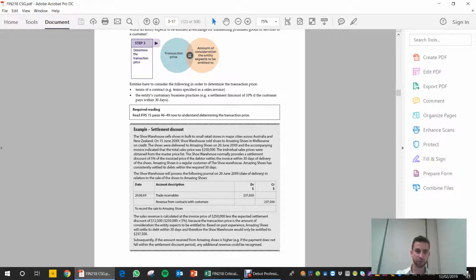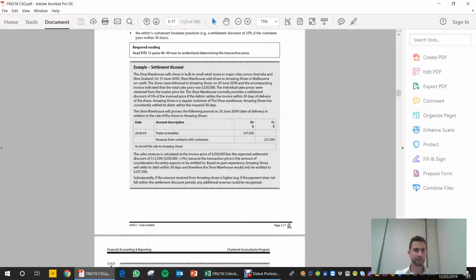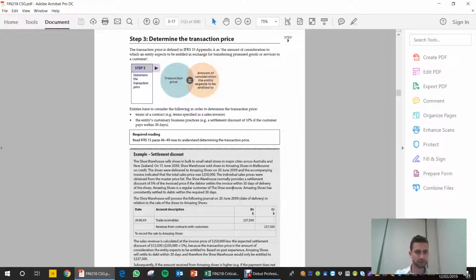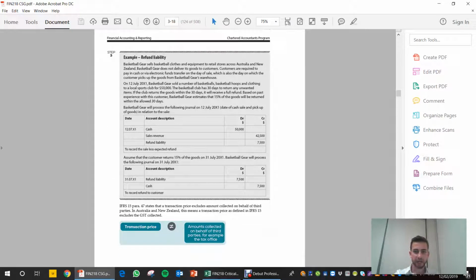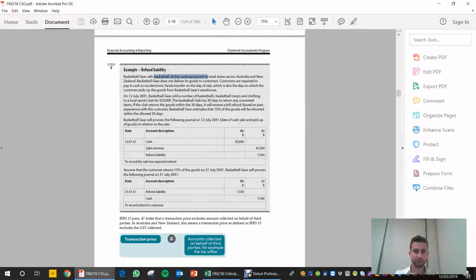For example, in this example, the sales price is $250,000, but they offer a discount, so you just need to factor that discount in. Really simple. It's not even unique to this particular standard. It's the same for other revenue standards as well. And the same for refund liability.